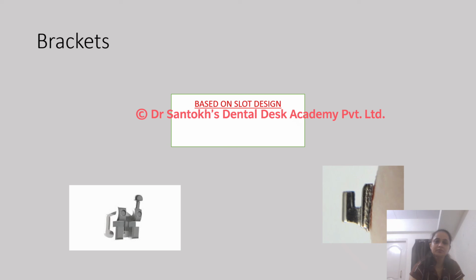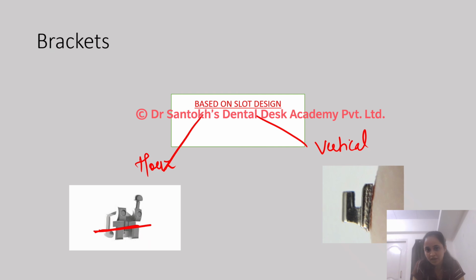Next, coming to brackets. There are various classifications of brackets. Based on the slot design, it can be a horizontal bracket or a vertical bracket. You can see why I'm calling this a horizontal slot: this is a horizontal slot and the arch wire will pass like this. And here you can see it is a vertical slot. So these are the classifications of brackets based on different slot designs.